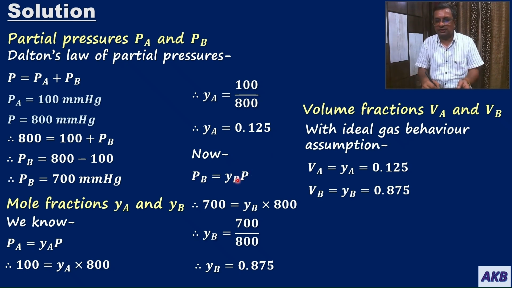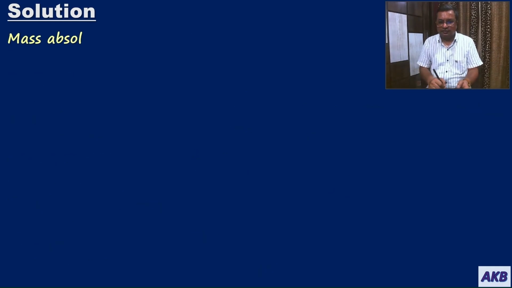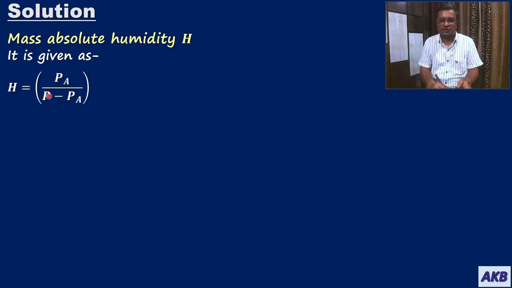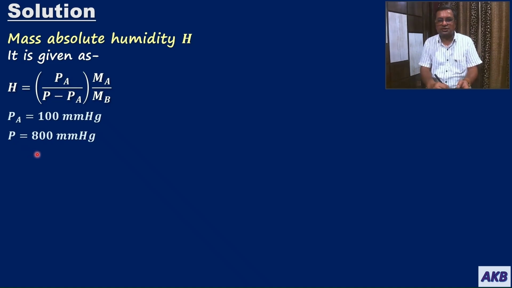Let us move ahead. After that we will get mass absolute humidity, that is H, and we know it is given by this equation. H is equal to Pa upon P minus Pa into Ma upon Mb. So Pa is known to us, it is 100 mmHg. P total pressure is known to us, it is 800 mmHg. Molecular weight of benzene, A being benzene, is 78. B is nitrogen, so molecular weight of B is 28.